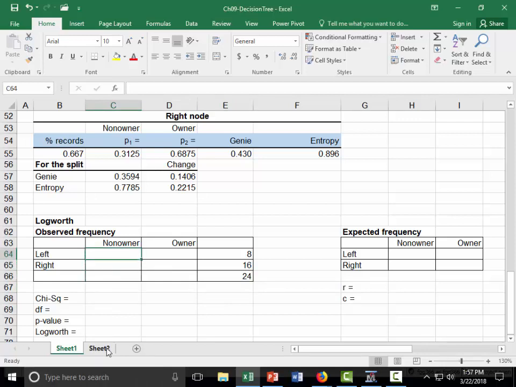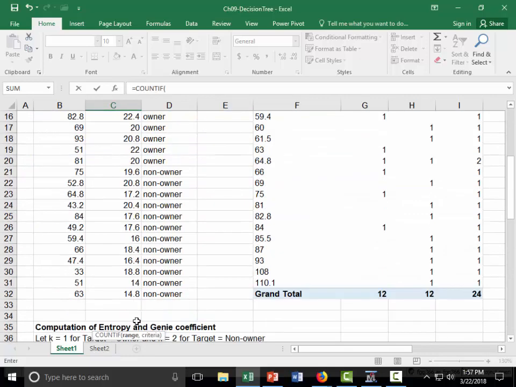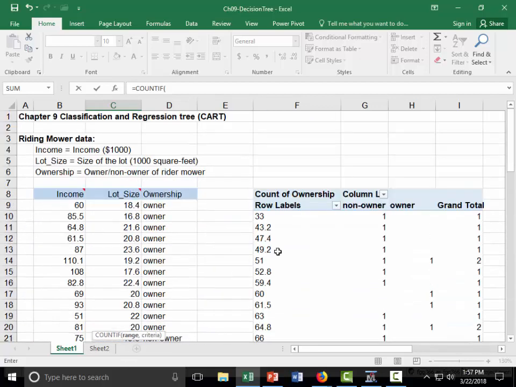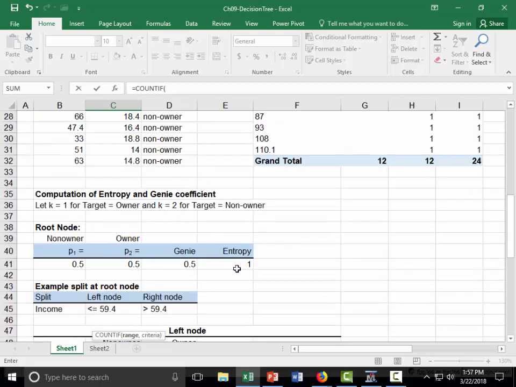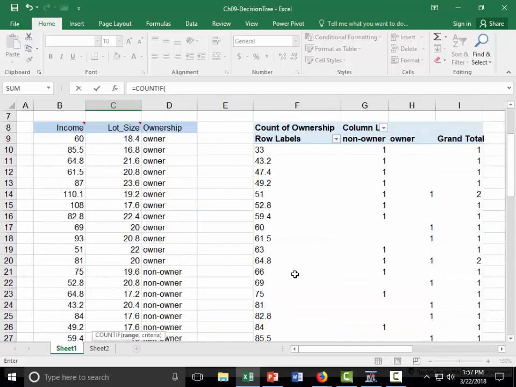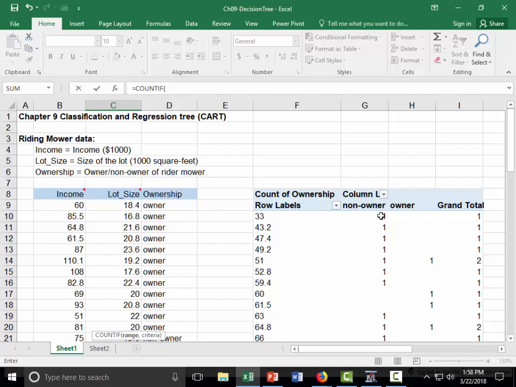All right, so now how many non-owners on the left? So we need to count. Well, I should say COUNTIF. COUNTIF first is the range, and the range we want is to count the owners among the records on the left, which we already did here, but we did it as a proportion, so we need a count now. So that will be COUNTIF of G10 through G16.